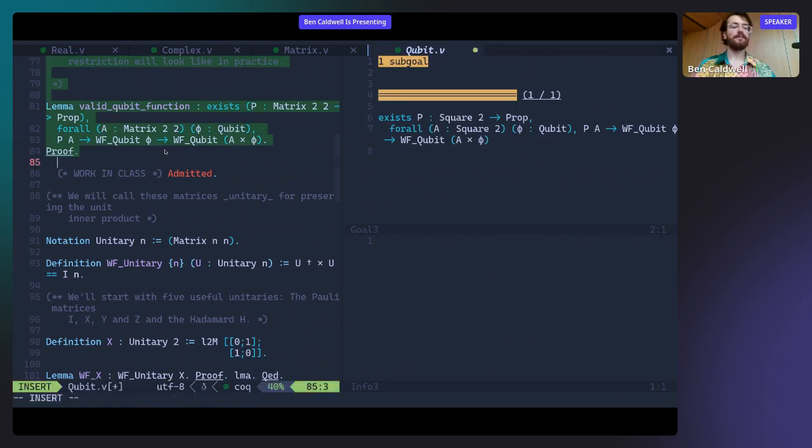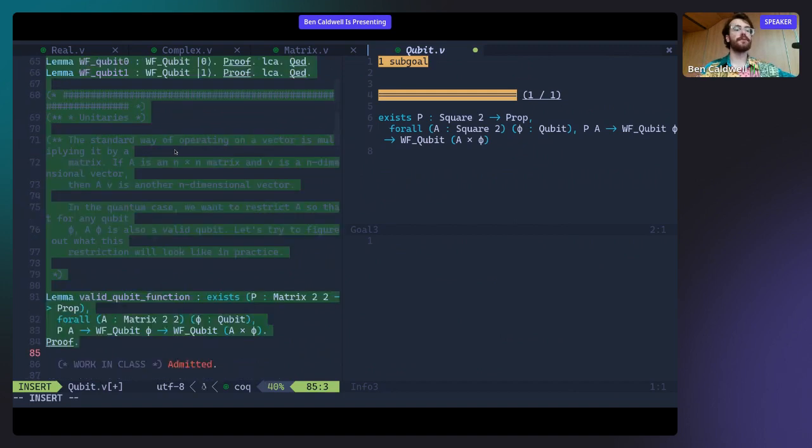Right, and so then we have our next lemma, valid qubit function, which is just going to be a way of discovering the proper definition that we need to make something respect the well-founded qubit property. Our operations on our quantum space need to respect the fact that they take qubits to qubits. In order for us to discover that, we create this lemma where we say that there's some property of 2x2 matrices, that for any two matrix, if that property holds and you have a well-founded qubit, then the result of the computation, the multiplication, is itself well-founded.